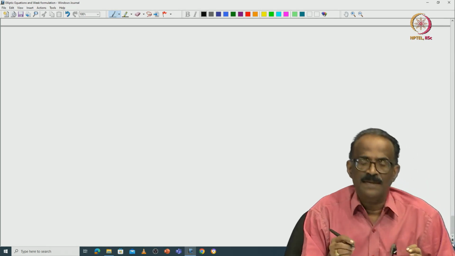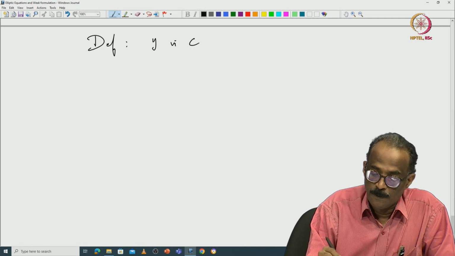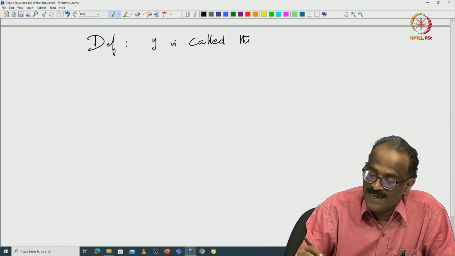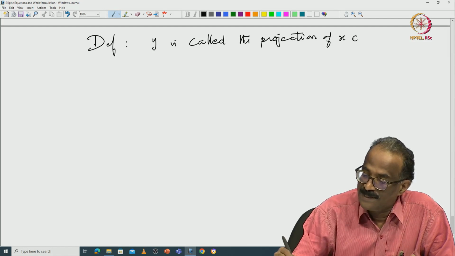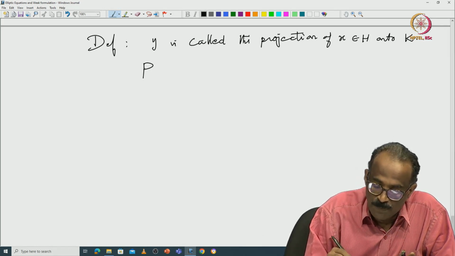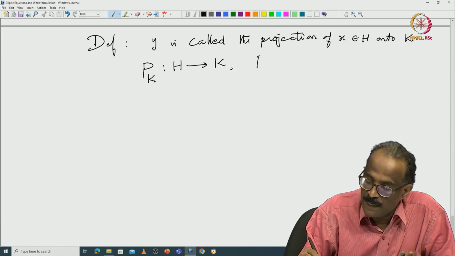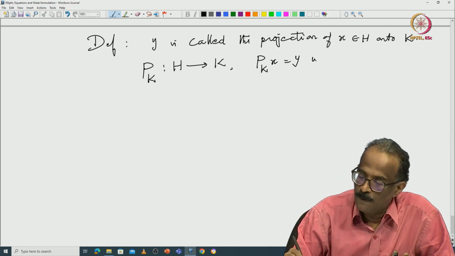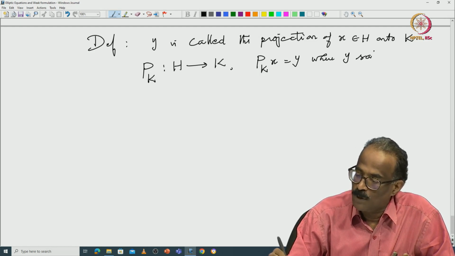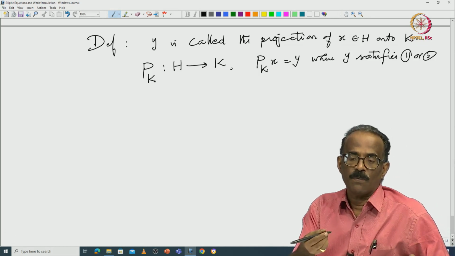So, we will do that, and then this y is called the projection of x in H onto K, you see. So, we denote that P_K. So, there is a mapping P_K from H to K given by P_K of x equal to y, where y is the solution to the minimization problem, where y satisfies 1 or 2, both are same, solves the minimization problem or the variational inequality.